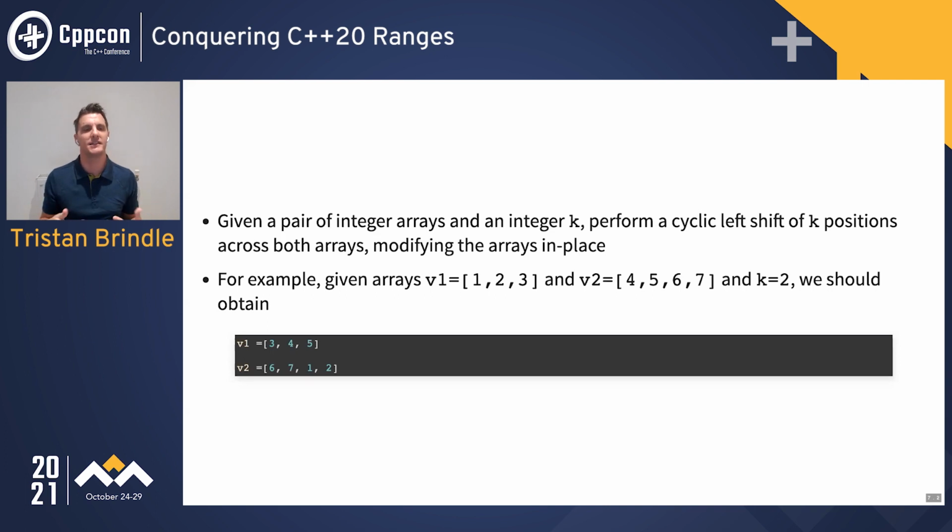So, for example, given arrays v1 is 1, 2, 3, and v2 is 4, 5, 6, 7, and we want a shift of 2 places, we should obtain: after the function is run, v1 contains 3. You can see the value 3 has been shifted left 2 places, and then we've shifted the values 4 and 5 from v2 into v1. And then in v2, the values 6 and 7 have both been shifted 2 places to the left, and the values 1 and 2 have been shifted left from v1 all the way round to the end of v2.